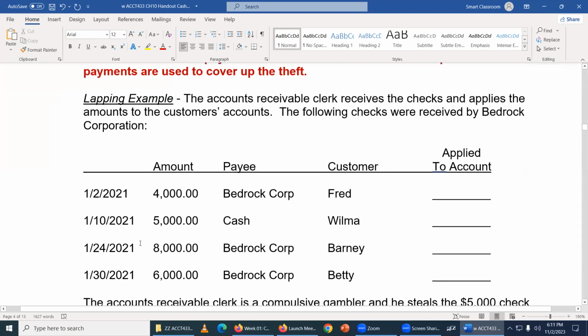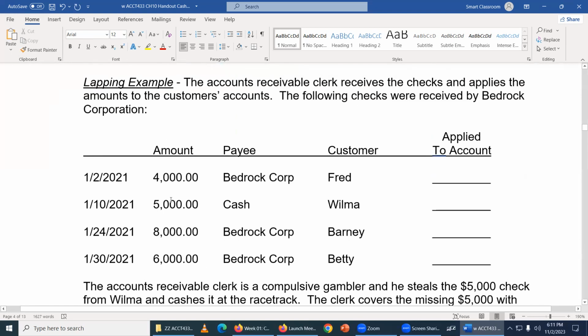And here's how it works. Suppose we have a $4,000 check and it's made to the Bedrock Corporation from Fred. We apply all of it to Fred's account because it's made to the Bedrock Corporation. Okay, so that's a pretty easy one.